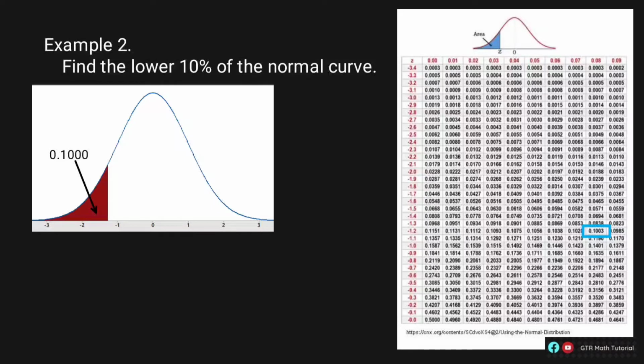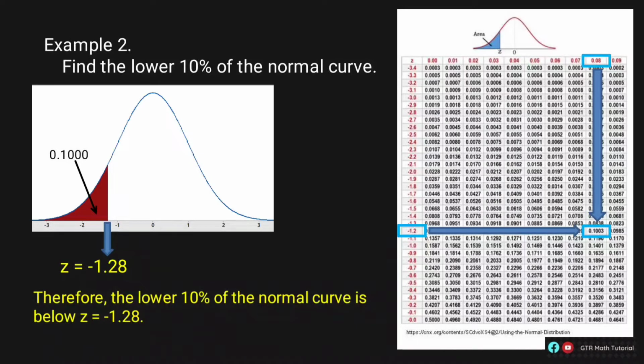So tingin lang tayo sa leftmost. So we have negative 1.2. And then sa topmost naman, so we have 0.08. Okay, so therefore, the z-score of area of 0.1003 is negative 1.28. Okay, so therefore, the lower 10% of the normal curve is below z equals negative 1.28. Okay, so ganun lang kasimple ang pagkuha ng percentile or the lower 10%. So, ang percentile rank niya ay 10%. Negative 1.28.